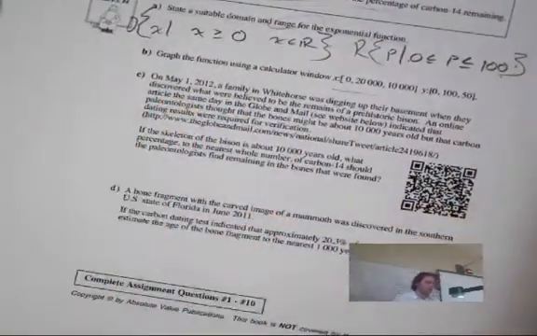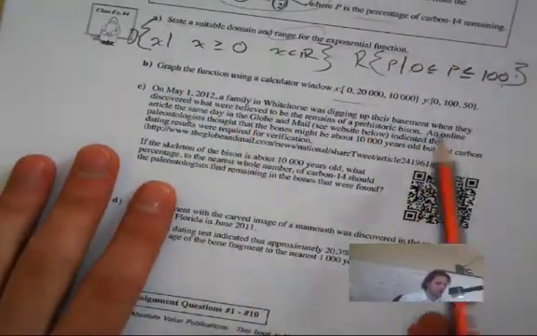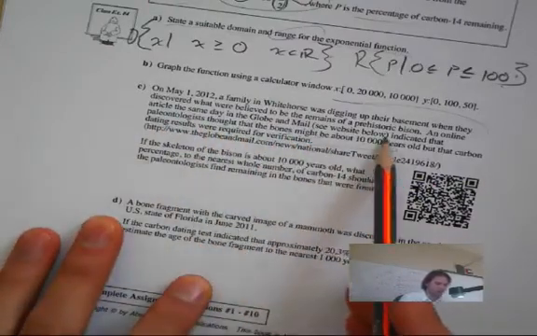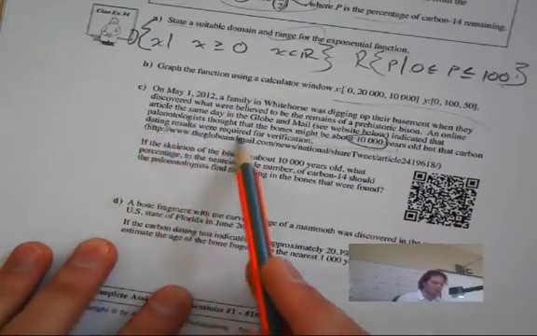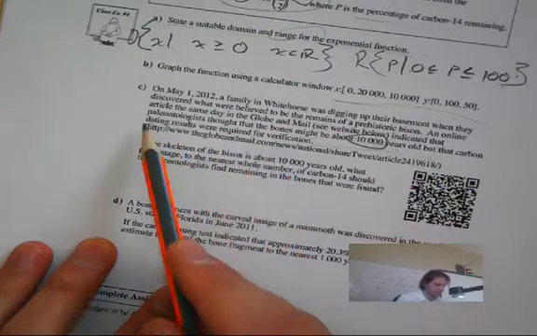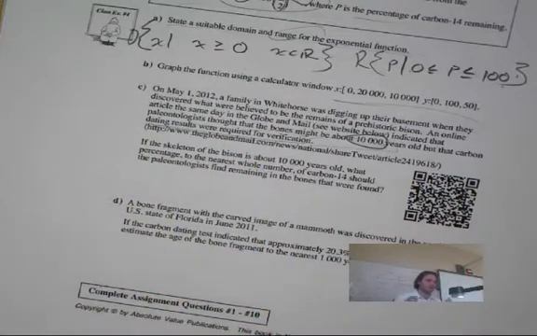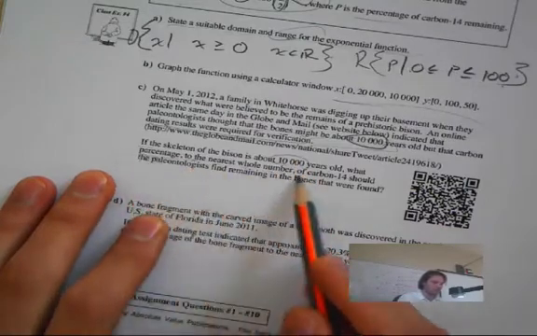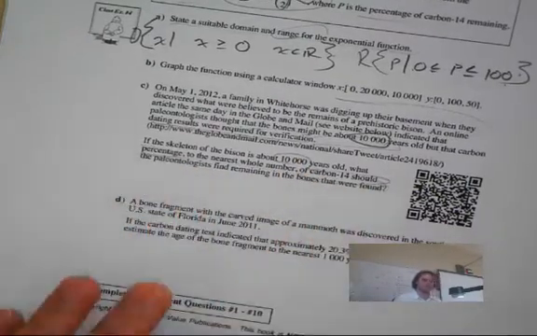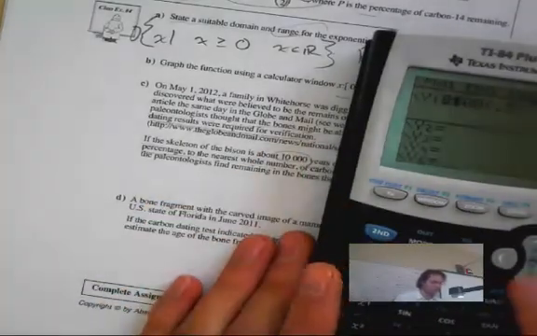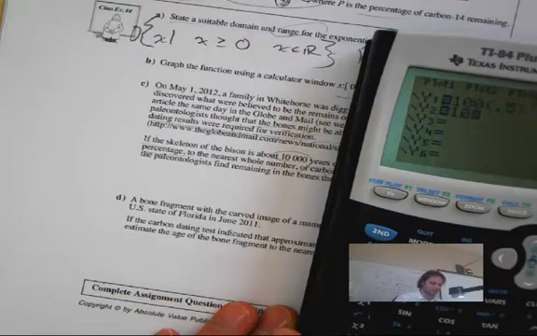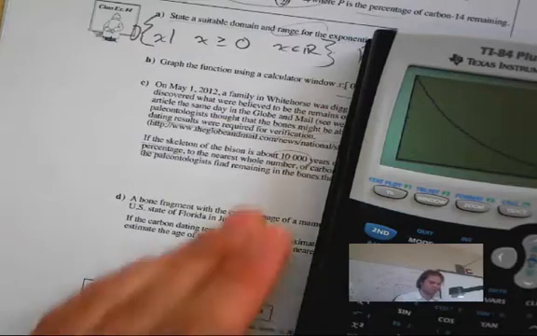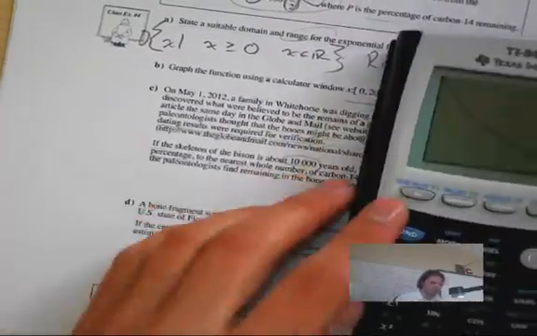So now it says, graph the function using that window. So we've done that. Now it says, on May 1st, 2012, a family in Whitehorse was digging up their basement, and this article's on here, and they thought the bones were about 10,000 years old. But the carbon dating results required verification. So the skeleton of the bison is about 10,000 years old. What percentage to the nearest 100 of carbon-14 should be found in the bones? So we want 10,000 years old. So that's my x value, 10,000.